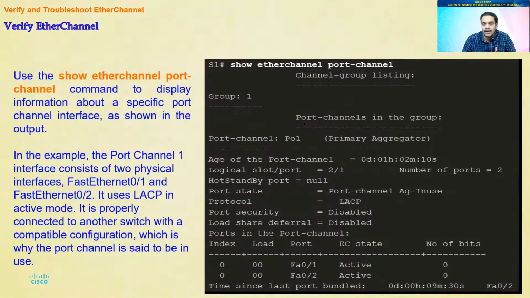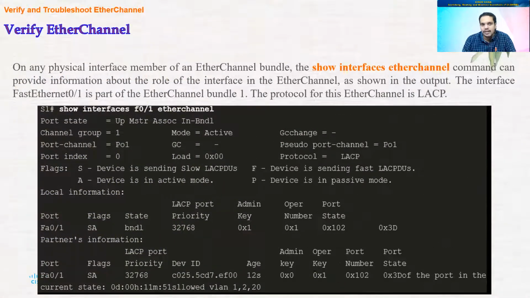Now the third command that you can use is the show Ether channel port channel command. This provides information about a specific port channel. Here I'm getting only port channel 1, and it will show you the two interfaces that are there, F0/1, the mode they are in, active mode, and that port security is disabled, and the protocol, all the information regarding one particular channel. You can see here the port channel is PO1, and all the information regarding this port channel interface is provided here.